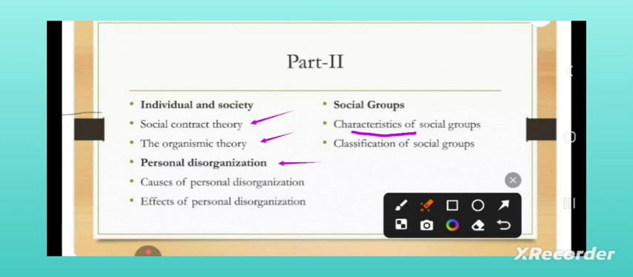So, the classification of social groups will cover primary versus secondary groups, in-groups versus out-groups, voluntary versus involuntary groups, and formal versus informal groups.